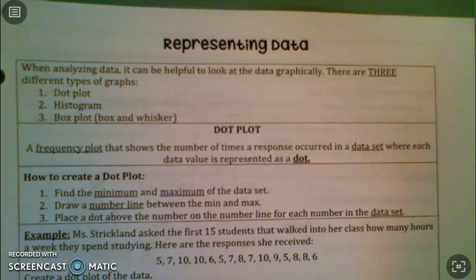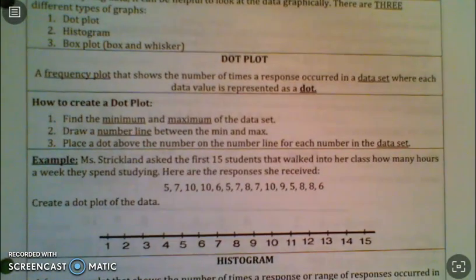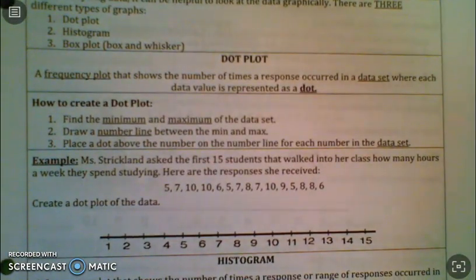So a dot plot is a frequency plot that shows the number of times a response occurred in a data set, where each data value is a dot. To create a dot plot, you're going to need to find the minimum and maximum of the data set and then draw a line between the min and the max. So you're creating a number line for it. You're going to place a dot above the number on the number line every time it occurs.